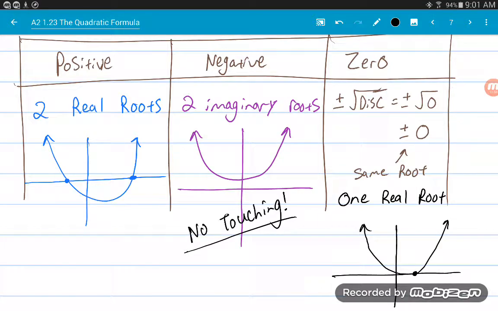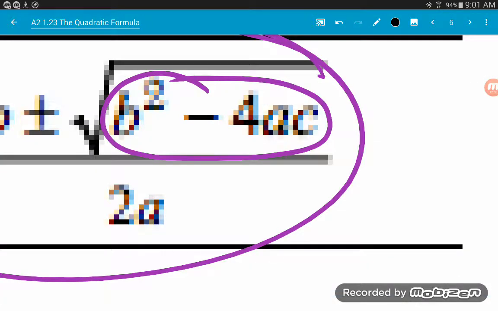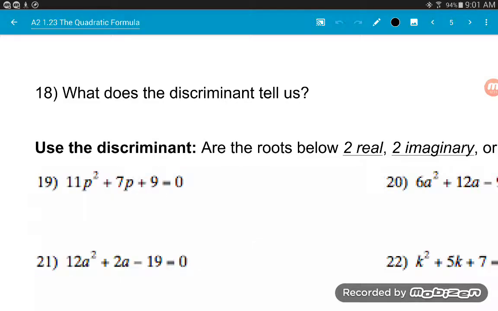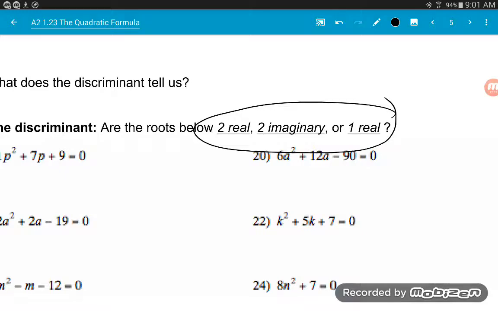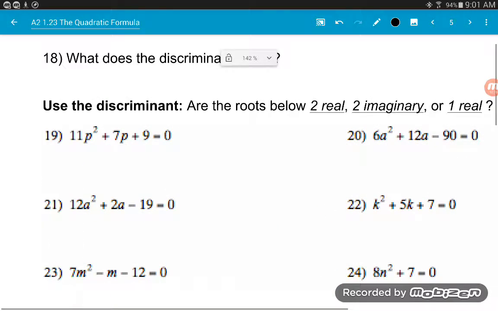Okay, so let me give you an example for number 19. Number 19, this whole section just says use the discriminant. Are the roots below 2 real, 2 imaginary, or 1 real? So those are the options you're going to be writing for this section. This doesn't really take a lot of work.